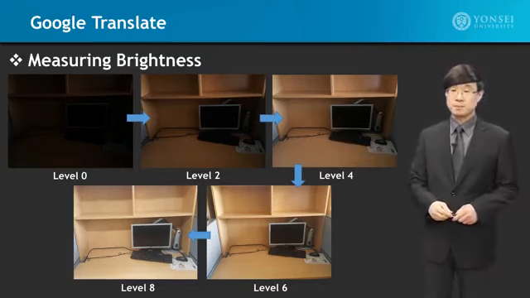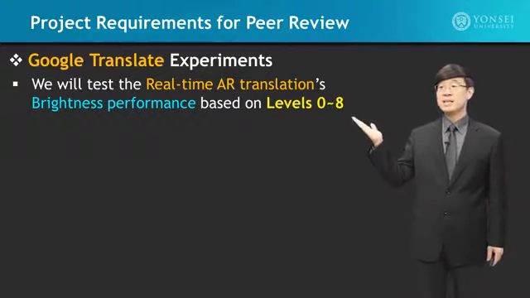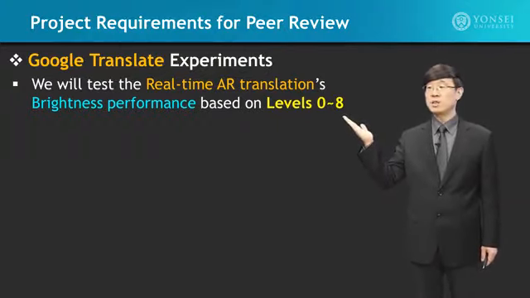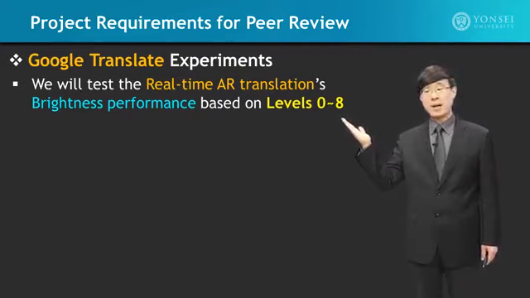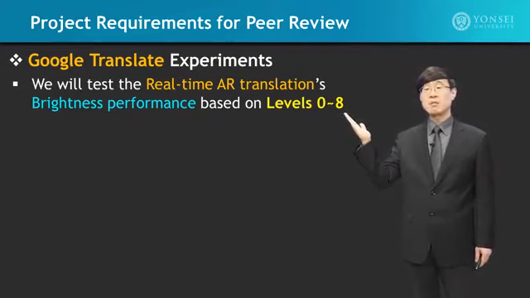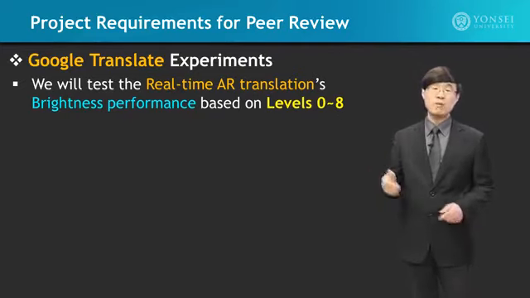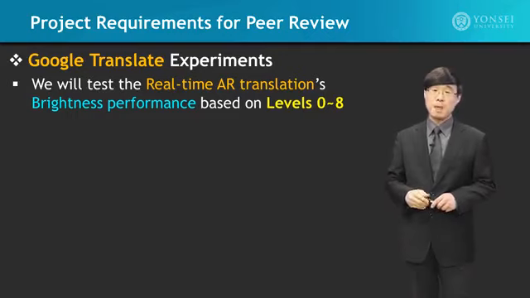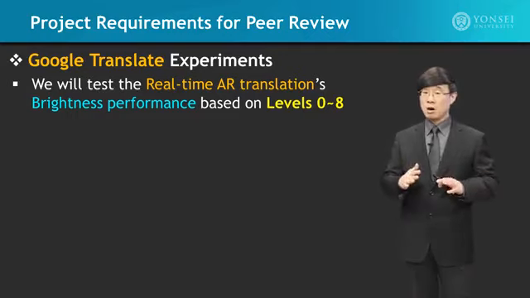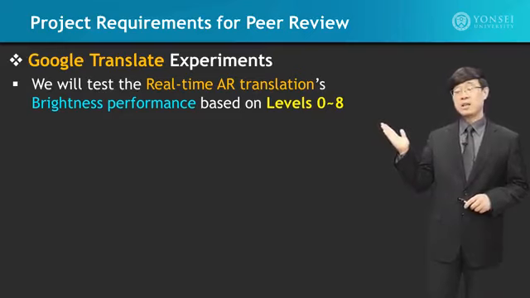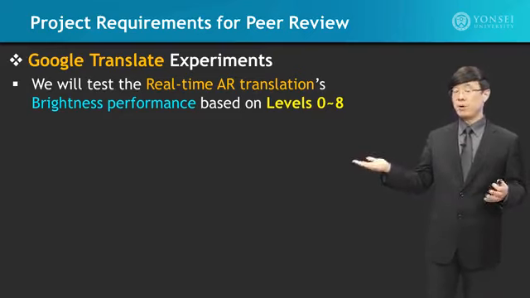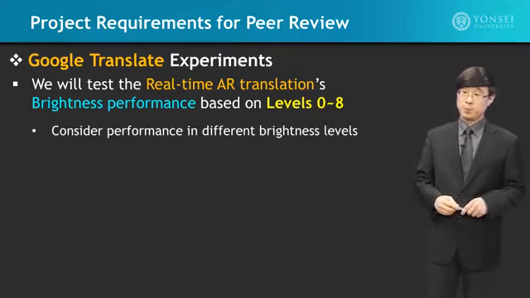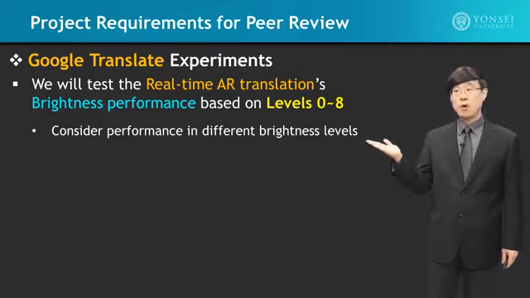Using these, we will test the real-time augmented reality translation based on brightness performance, based on the levels of 0, 1, 2, 3, 4, 5, 6, 7, 8. Make the room darker and then look at the dark level based on comparing it to the pictures I just showed you. I want you to consider the performance in different brightness levels.